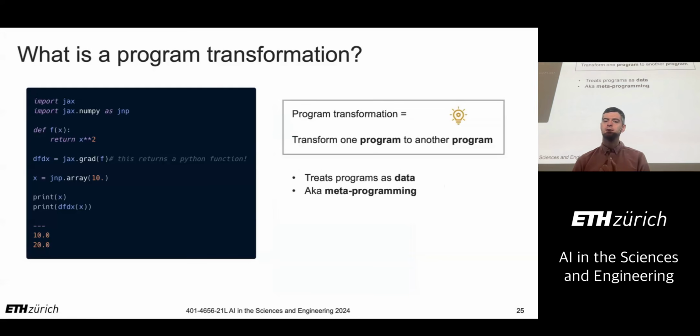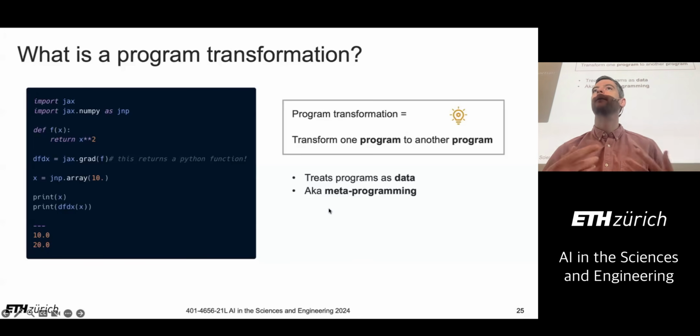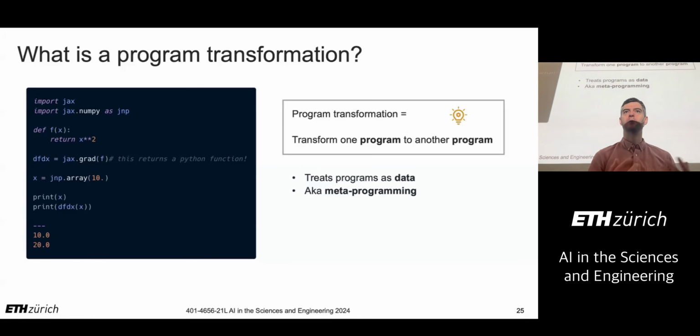So this is what a program transformation is. It's transforming one program into another program. The way that JAX does it is it treats the lines of code that you actually wrote as data and transforms that into a new function. This is known as metaprogramming. It's programs that write new programs. It's not just doing array computation. It's taking in actual lines of code and spitting out new lines of code. Does everyone now understand what a program transformation is?